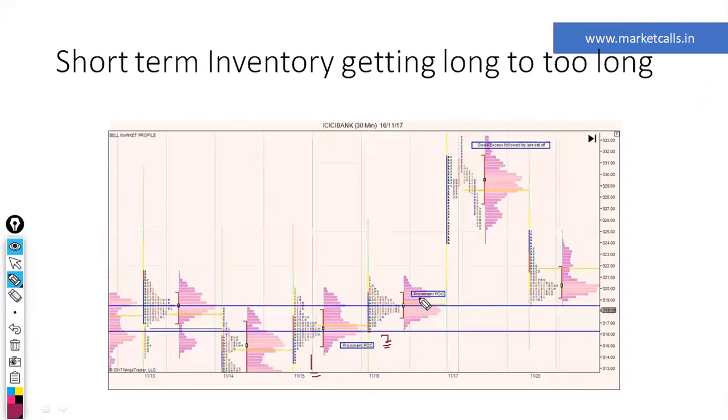When there are two back-to-back prominent points of control in a row, that is an indication that the inventory is getting too long. But what you should not do is go short right away. Don't act just because there is a back-to-back prominent point of control. It is not an indication that you have to immediately go short. What you have to do is wait for the market to come in your favor. Wait for one more day.